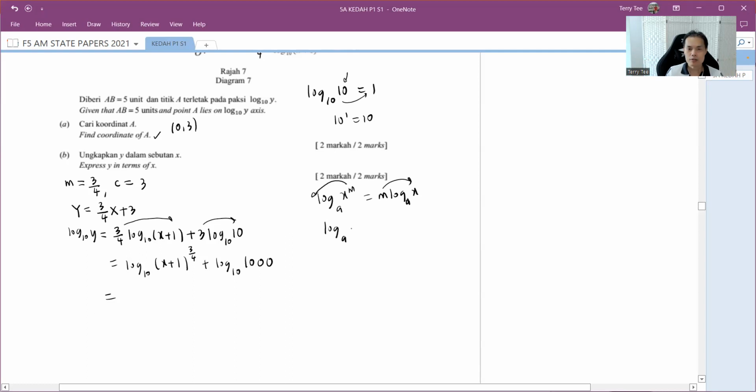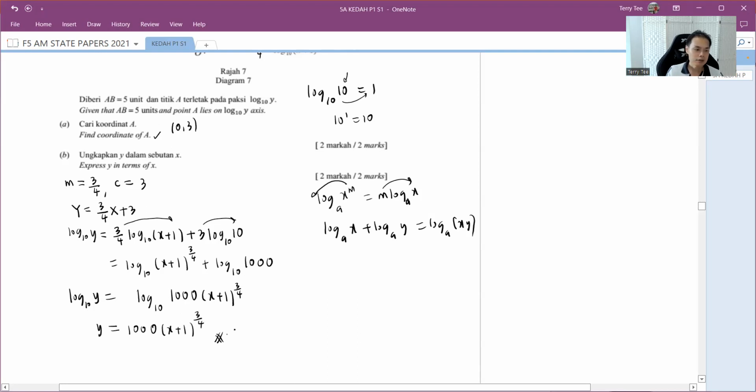And also, the first law of logarithm is that if you have log a x plus log a y, we can combine them and we write log base a of x times y. So likewise, I'm going to combine this. I'm going to put 1,000 in front, and x plus 1 power 3 over 4 at the back. So this is log 10 1. So now I've got log 10 1 on the left, log 10 of 1,000 x plus 1 power 3 over 4 on the right. Basically, just compare them. This is 1,000 x plus 1 power 3 over 4. There you go. I got y in terms of x.